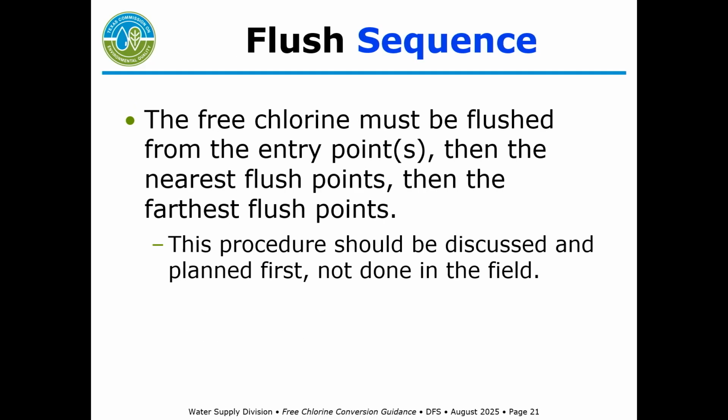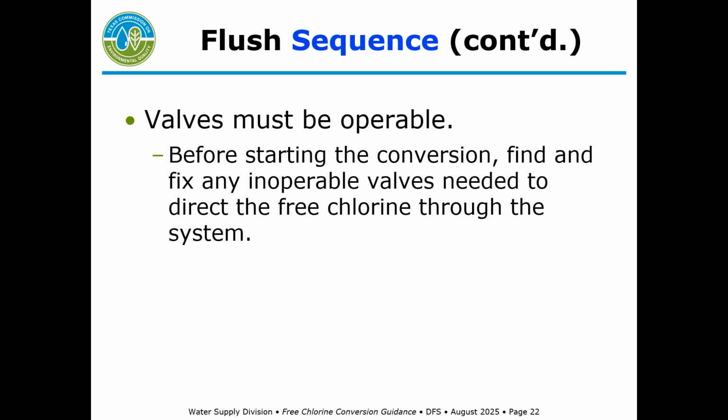All right, so talking more about the flush sequence, you want to flush the free chlorine from the entry point, meaning the point where you're going to be pushing the free chlorine out to the distribution system, and then don't go to the end of the system and start flushing. You want to flush at intermediate locations to pull that free chlorine through the system. And I will go into more detail about how that procedure looks. But it's really important not to start the free chlorine conversion without having discussed this with all your staff and have a plan. Don't try to do it in the field. In order for the flush sequence to work, your valves have to be working. You need to go out and fix any valves or fire hydrants before you start the conversion.